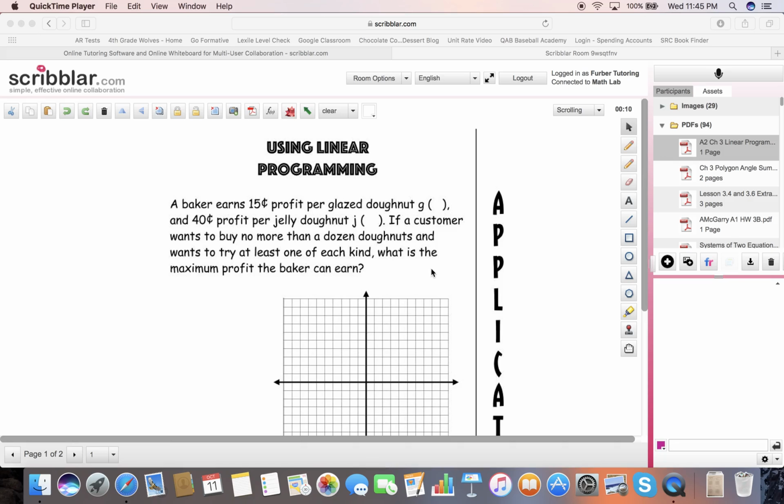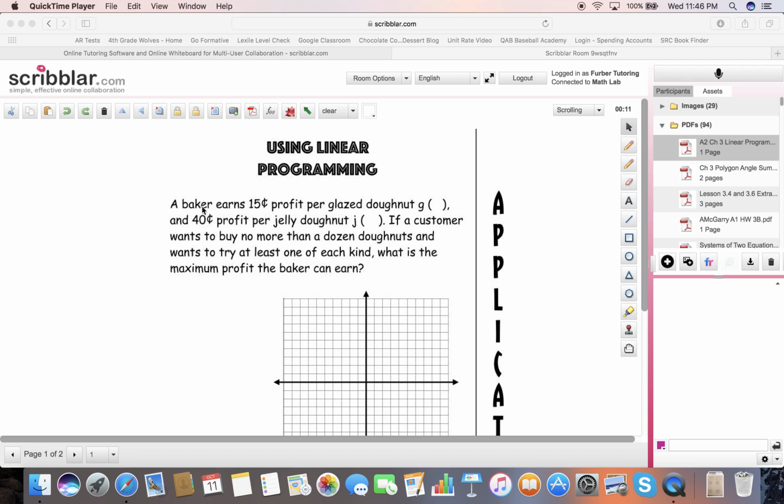Okay, here's the second word problem in your notes for linear programming. And remember, we talked about how a lot of these word problems are centered around owning businesses, and that is the case with this one as well. So remember, our goal is to identify the constraints, the objective function, then we find the feasible region and identify the vertices to plug into the objective function.